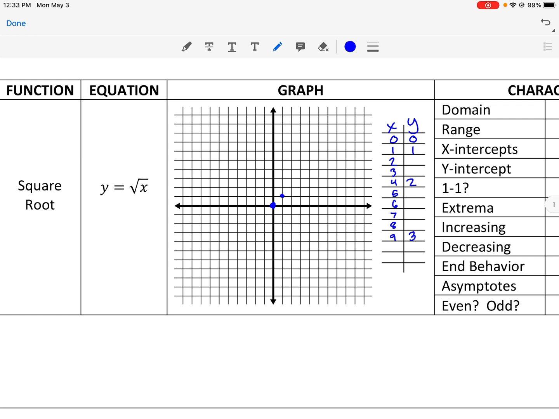So we have (0, 0), (1, 1), (4, 2), and (9, 3). And there we go. Going off that way.